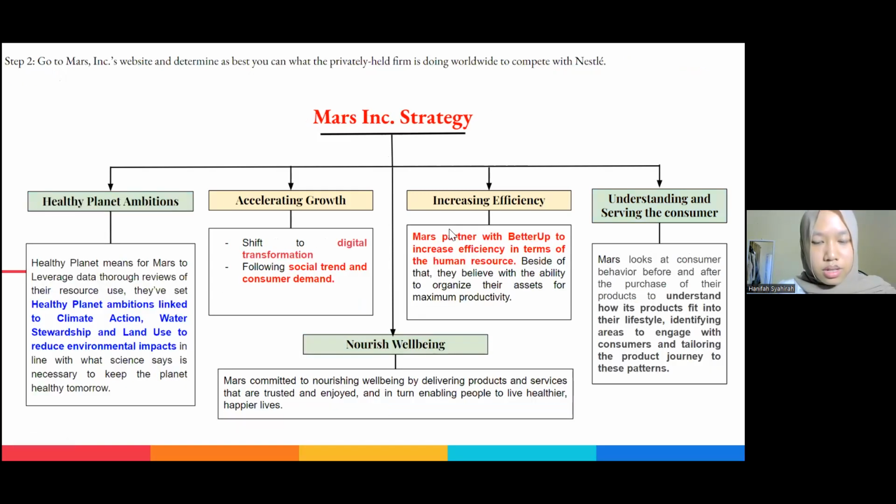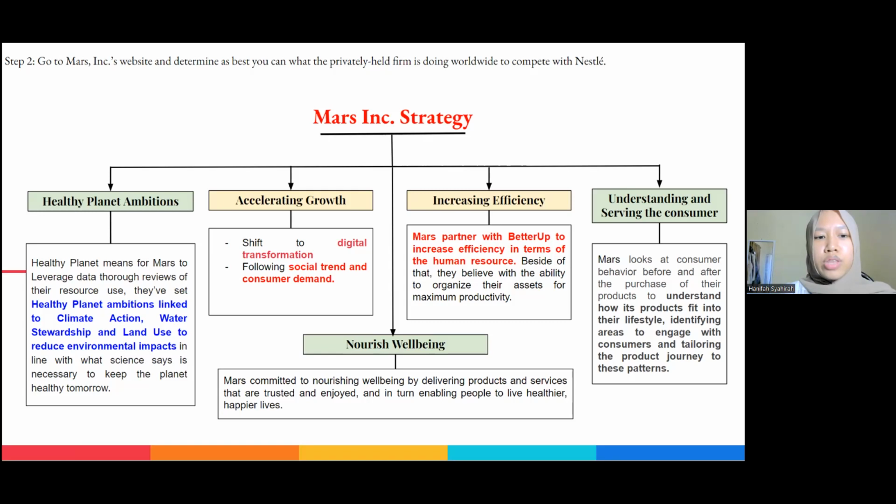And the next is about the Mars Inc. strategy. Based on the second step, the thing that I need to analyze is to go to the Mars Inc. website and determine as best you can what the privately held firm is doing worldwide to compete with Nestle. So to compete with Nestle, they also sort out five similar major strategies.